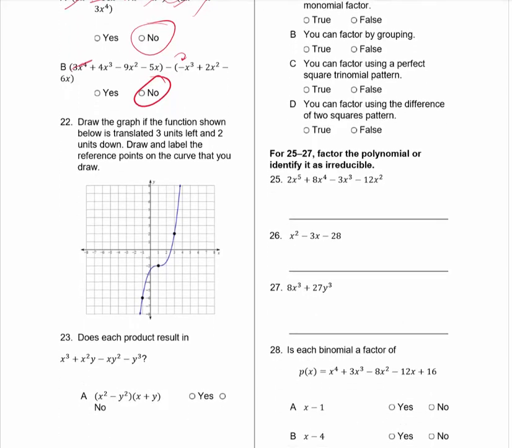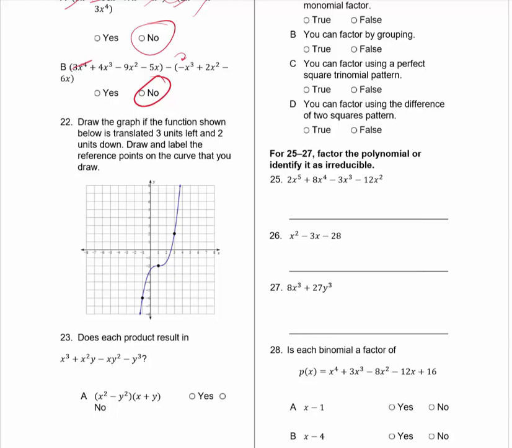Draw the graph of the function shown below. Draw the graph if the function shown below is translated 3 units left and 2 units down. Draw and label the reference points on the curve that you draw. So it's talking about how I have dots pointed out for you. We're going to make sure to draw those dots as well.